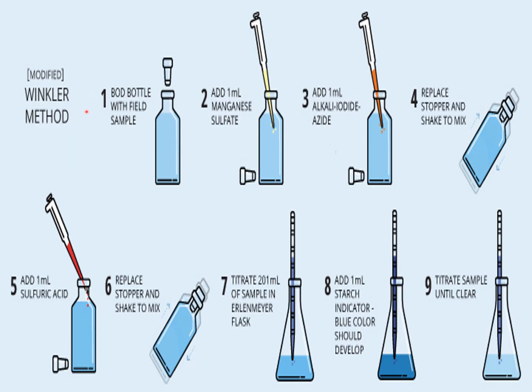Just a pictorial representation of the same thing again. The stoppered bottle, water taken, added manganese sulfate, then alkaline KI, and here we are shaking it well. Flock is formed. We are adding concentrated sulfuric acid to dissolve the flock. We are shaking it well, again stoppering it and transferring about 100 ml to a conical flask. We are adding starch and then we are titrating it against standard thiosulfate, and the titer value is noted, and from the titer value we can find the dissolved oxygen. Okay.